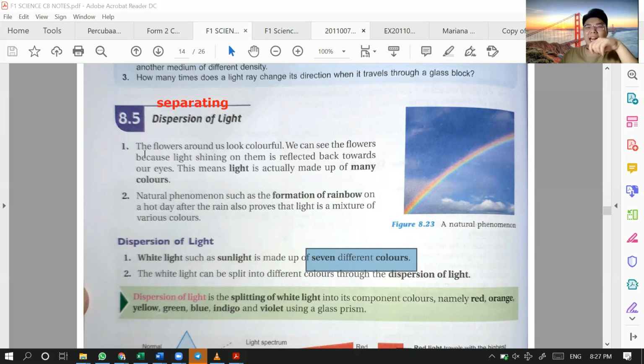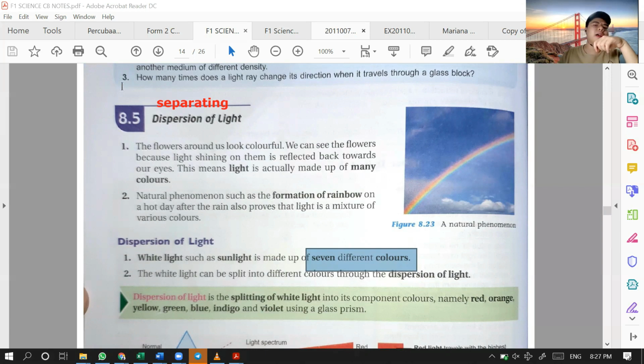Like I said, in this world there is only one type of light, and that is white light. But why is it that we can see many different colors? Red, blue, green, orange, whatever? Because the light is dispersed. Light is separated from sunlight.